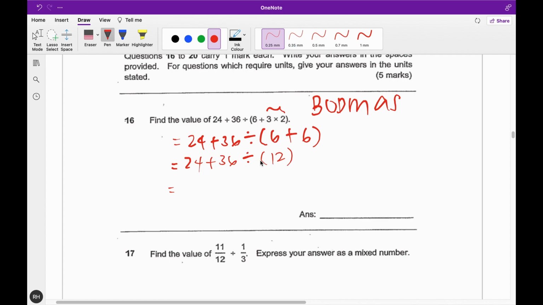And now we'll rewrite everything, which is 24 plus 36 divided by 12. So we have plus and divide, we'll have to do the divide first. So 36 divided by 12, we have 3. So 24 plus 3, we have 27.